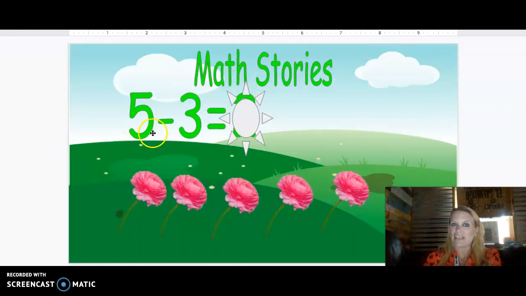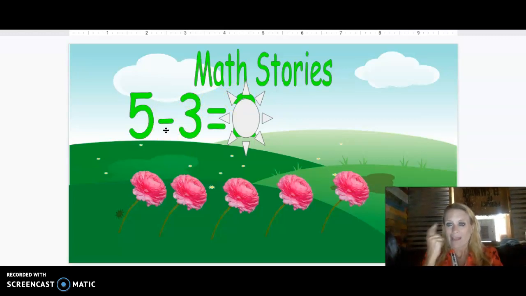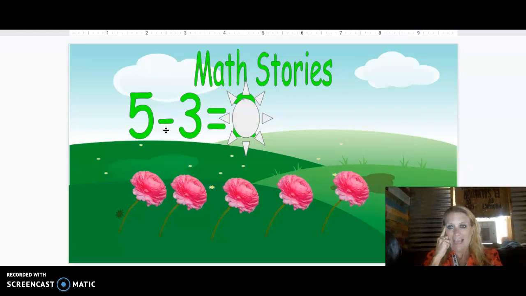My next one is my math stories, and I have this one. This means subtraction, which means take away. So in our mind, we have to take that second number away from how many we have at first, okay? So I had 5 beautiful flowers growing in my fields, but I picked 3. So if I have 5 and I pick 3, how many will be left?